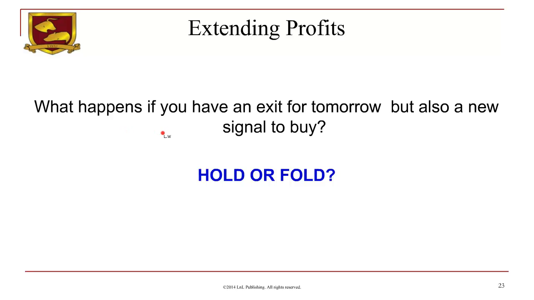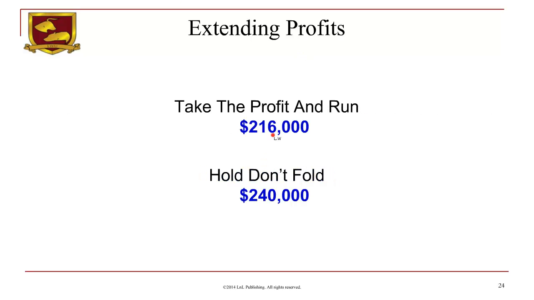Well, this is a big breakthrough for traders. What happens if you have an exit for tomorrow? Like I have an exit to get out of the S&Ps tonight that we bought on the opening today, right? Well, what if I have another buy signal to buy tonight on the opening? That could happen. Do I want to just exit my trade and walk away, or do I want to continue holding the trade? And what I found is you want to take the profit and run.